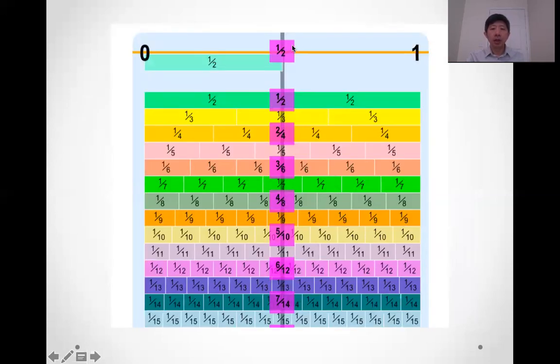Now here is a table. You can take a look at all the equivalent fractions here, like 1/2 is equal to 2/4, 3/6, 4/8, 5/10, 6/12, 7/14, and so on, all right?